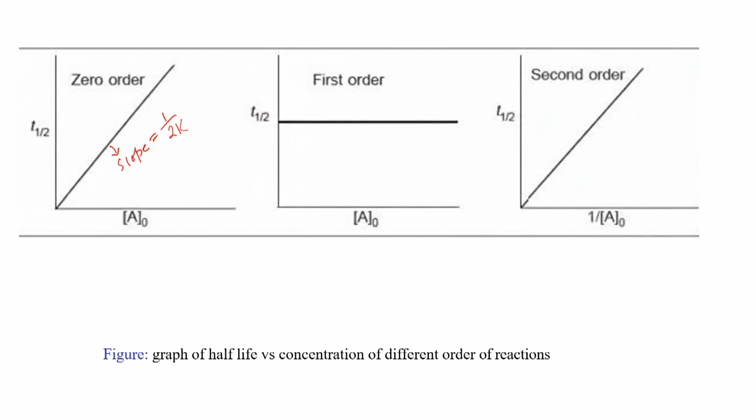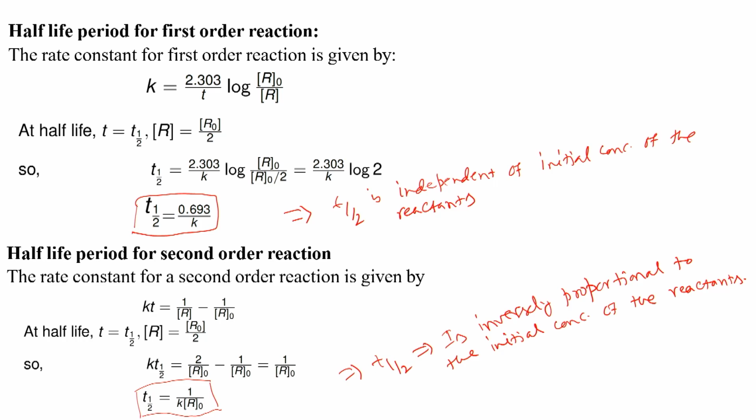Now, for the first order reaction, as I mentioned, t half is independent of the initial concentration of the reactant. So, even if we increase the initial concentration of the reactant, the value of t half will not change.